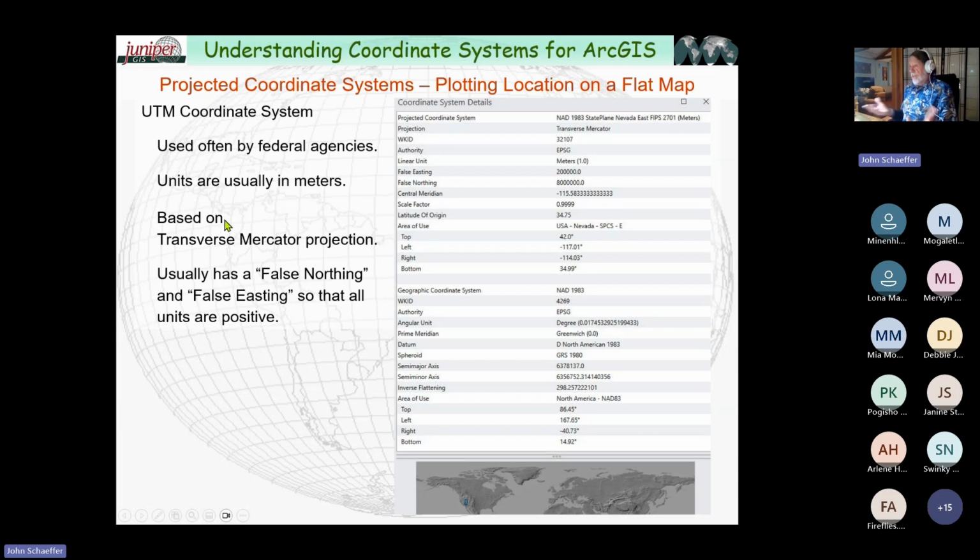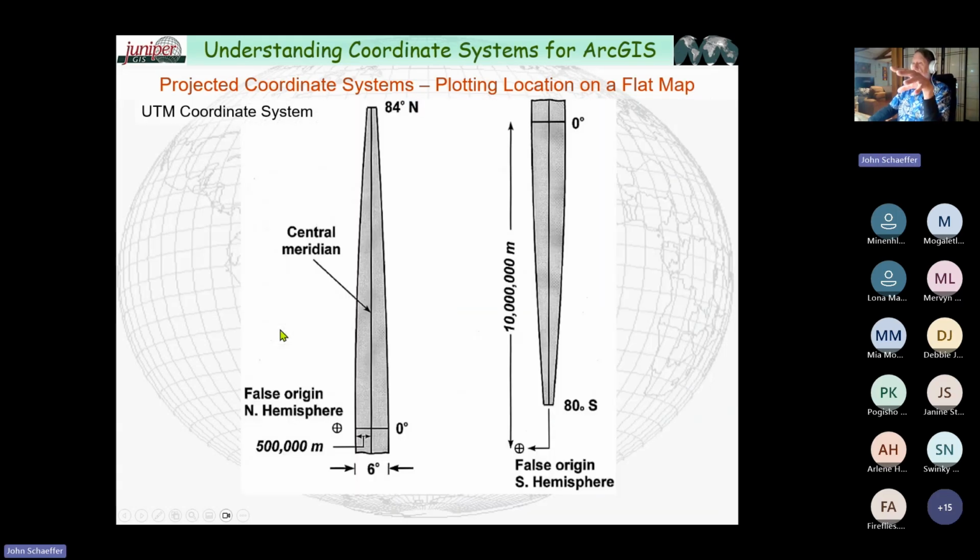often used by federal agencies in the United States. Units are usually meters. Based on that transverse Mercator projection, where I take that cylinder and turn it sideways. Usually has false northing, false easting, so all units are positive. So let me show you how it's kind of lined out here.